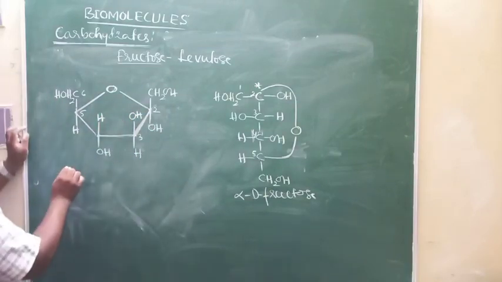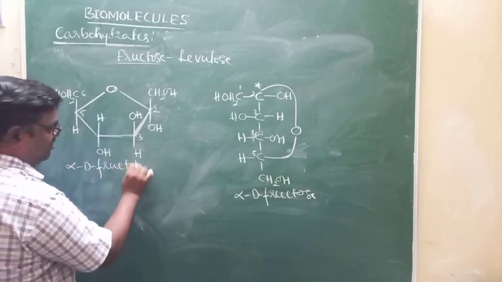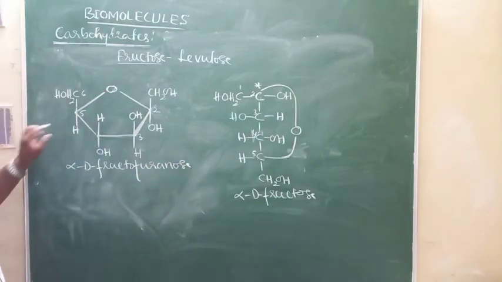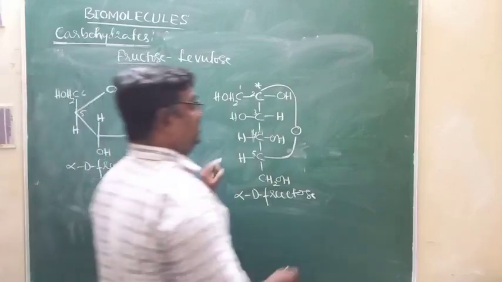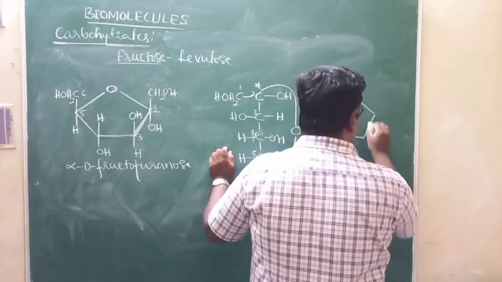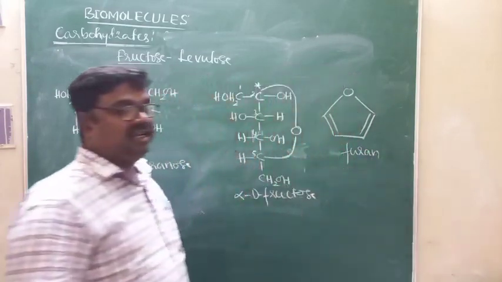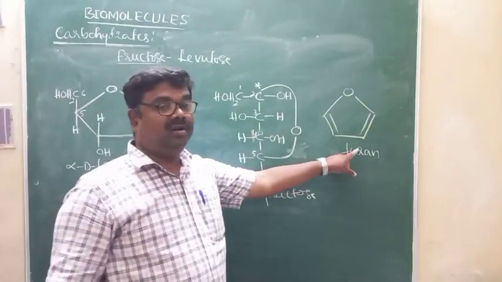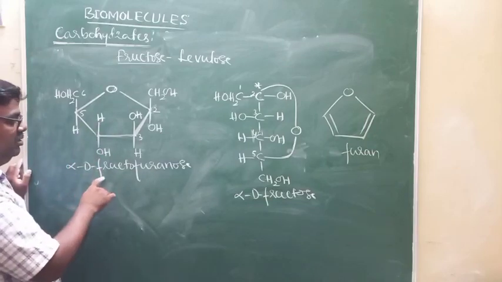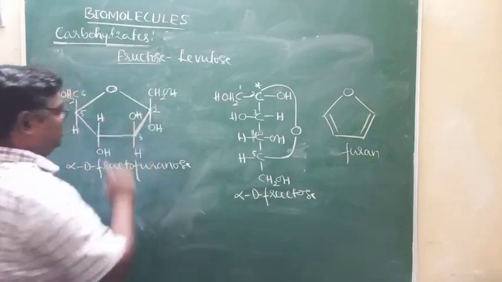So this is what we call alpha D fructofuranose. It is not pyranose. It is furanose because this particular structure matches with the structure of one of the heterocyclic compounds, that is furan. This is furan, one of the heterocyclic compounds. The structure of furan matches with this particular structure. That's why the structure of alpha D fructose is known as alpha D fructofuranose.